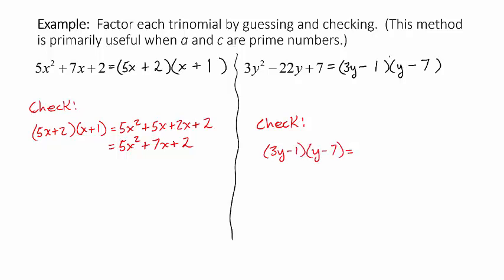Does this work? So 3y times y is 3y squared. 3y times negative 7 is minus 21y. Negative 1 times y is minus y. And negative 1 times negative 7 is positive 7. Okay, so then we have 3y squared, negative 21y minus y is minus 22y, plus 7. Yep, we get exactly what we started with.